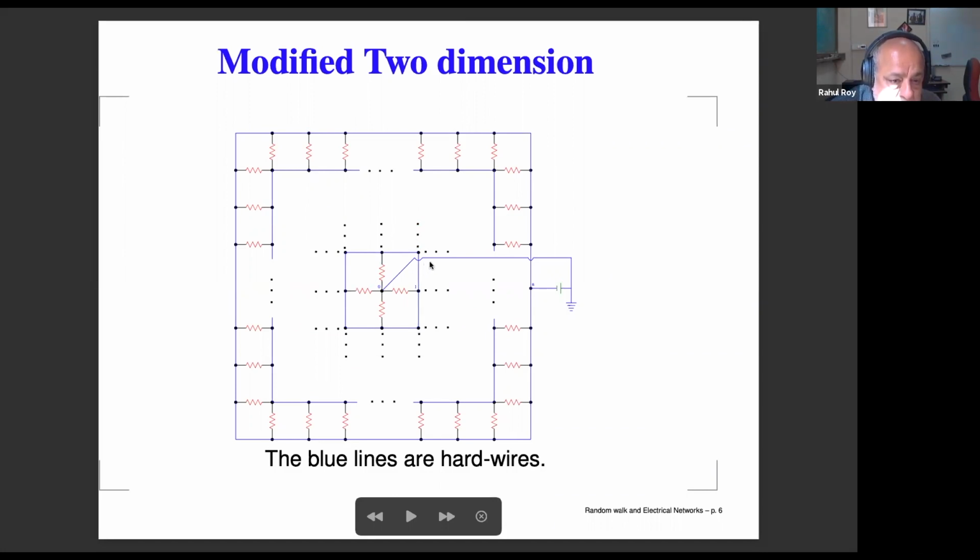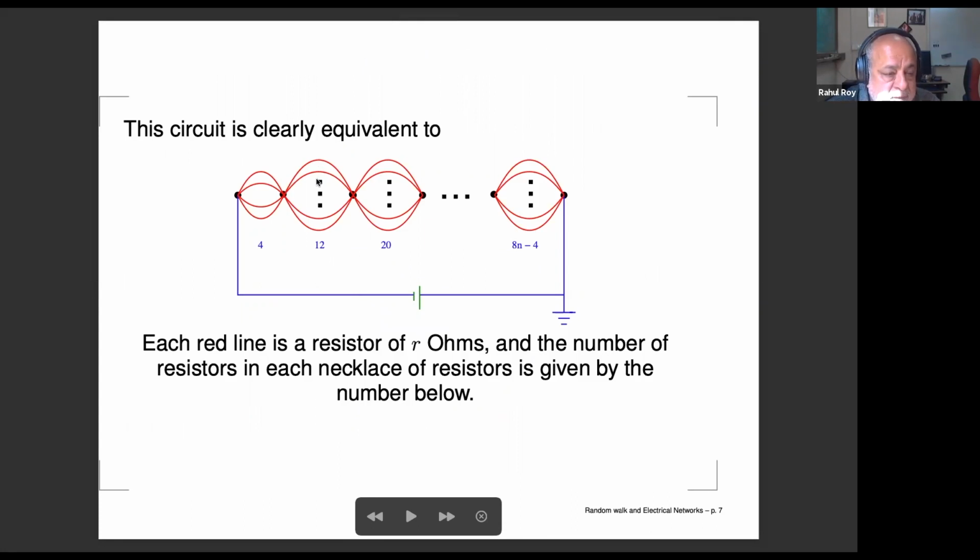And then there are 1, 2, 3, 4, 5, 6, 7, 8, 9, 10, 11, 12 resistors connected to the next hard wire, etc. The next will be 20, etc. And the last would be 8n minus 4. So what we have is a necklace of resistors, where the number of wires going from the first pearl to the next pearl is 4 here, and then 12 here, and then 20, up to 8n minus 4.